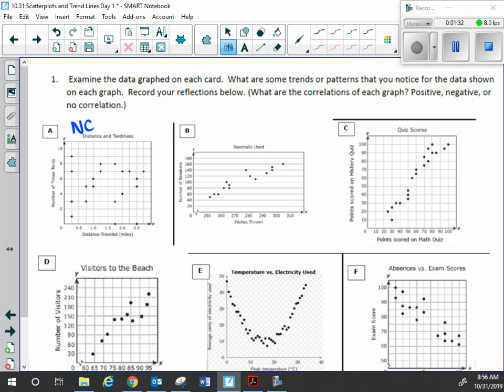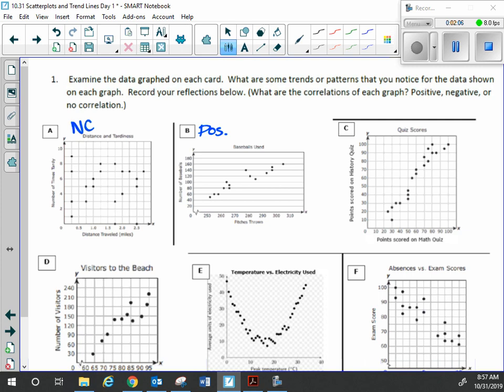What about B? Yes, there is something. What kind of trend? Positive. Positive correlation. As, this is kind of sad, as there are more pitches thrown, the number of baseballs that are used increase. That doesn't sting at all. All right. C. Positive, negative, none.